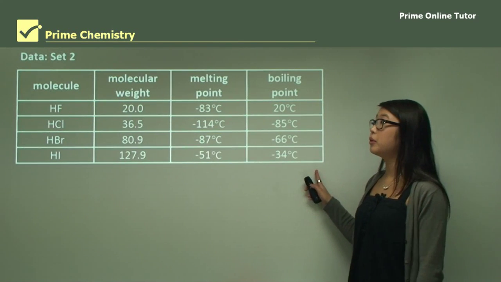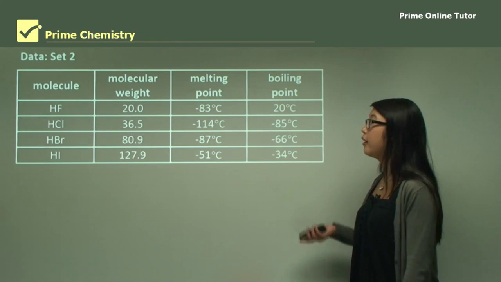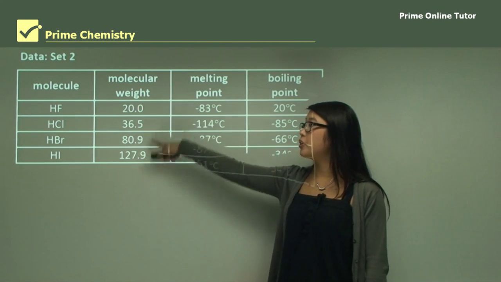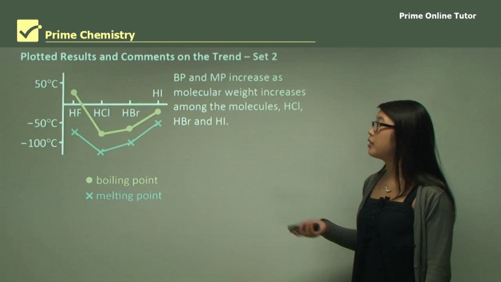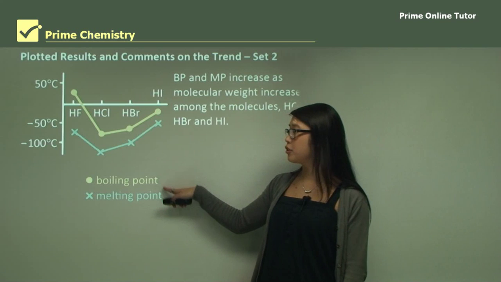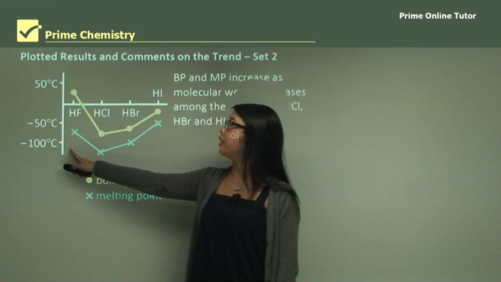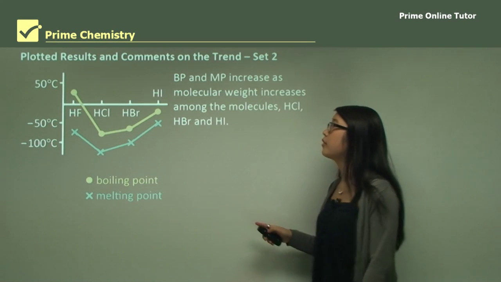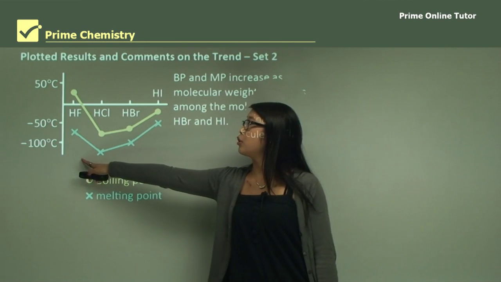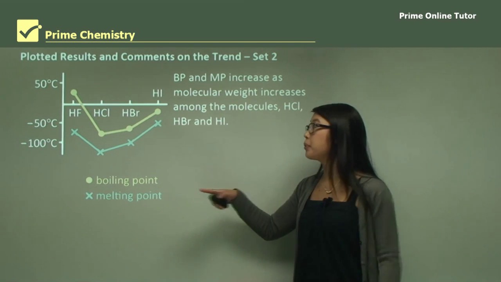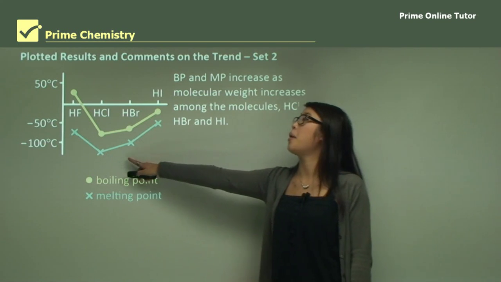So in another set of data, we'll be looking at HF, so hydrogen fluoride, hydrogen chloride, hydrogen bromide, hydrogen iodide. As we go down, we increase in weight, and we'll be plotting the melting and boiling points again. When we do this, we'll get a graph like that. Similarly, boiling point in yellow, melting point in blue. We get hydrogen fluoride to hydrogen iodide. The melting point and the boiling points increase as we increase molecular weight. As we go from hydrogen fluoride to hydrogen iodide, we're going down a group. Down the group means increase in weight, and we get an increase in boiling point and melting point.